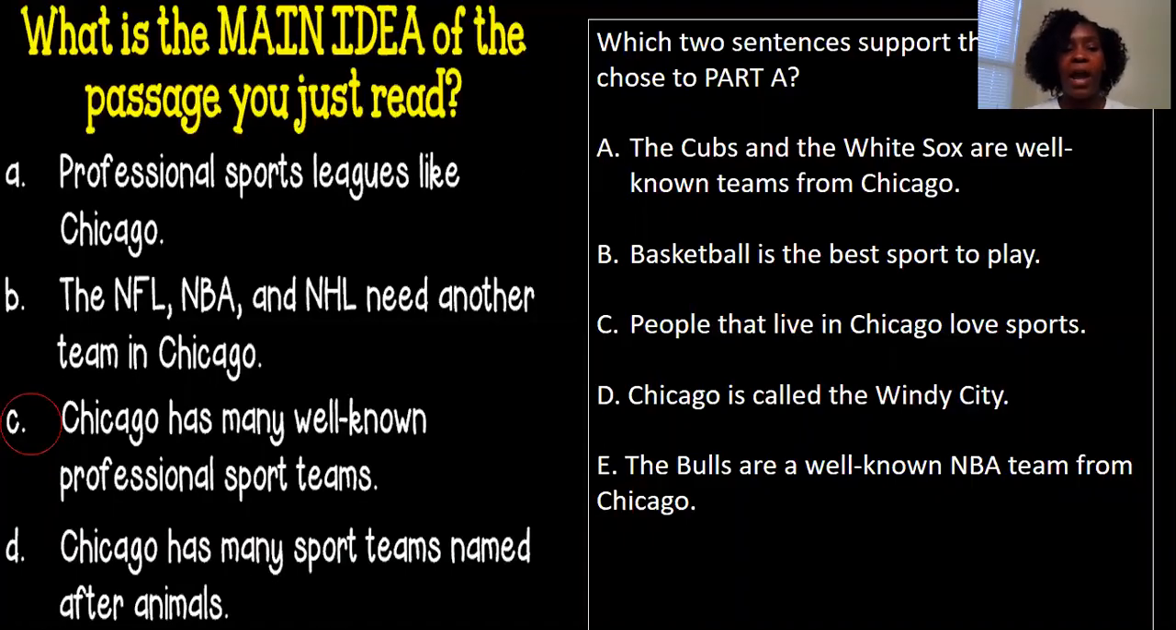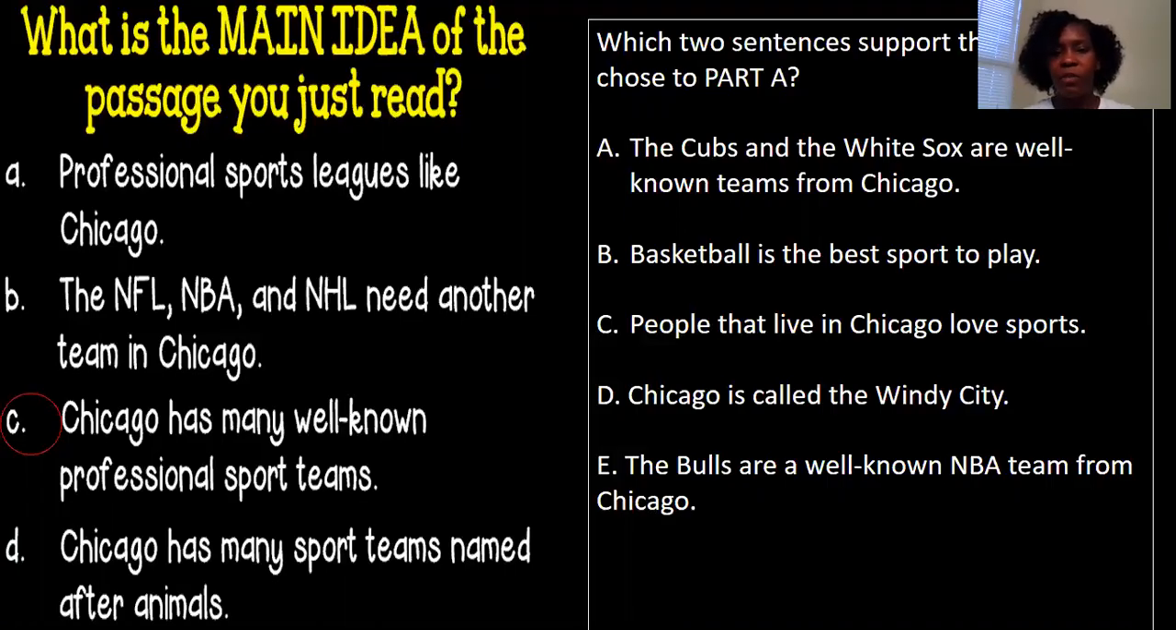All right, so for our part A answer, we chose Chicago has many well-known professional teams. Now we need two supporting details that prove that Chicago has many well-known professional sports teams. So let's look at our choices. A says, the Cubs and the White Sox are well-known teams from Chicago. So that does talk about how they have well-known professional sports teams. So let's keep A and keep going because we have two answers to find.